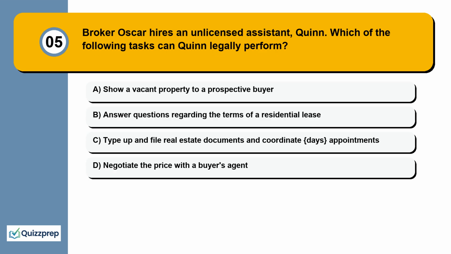Question 5. Broker Oscar hires an unlicensed assistant, Quinn. Which of the following tasks can Quinn legally perform? Show a vacant property to a prospective buyer. Answer questions regarding the terms of a residential lease. Type up and file real estate documents and coordinate appointments. Negotiate the price with a buyer's agent.